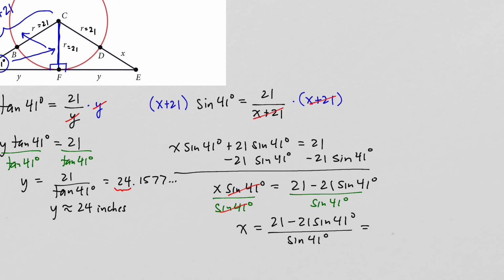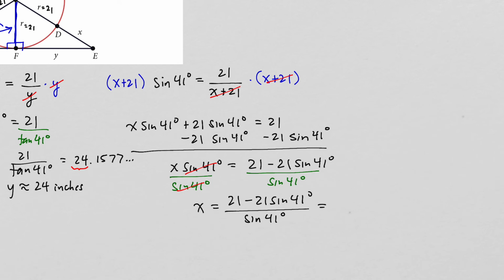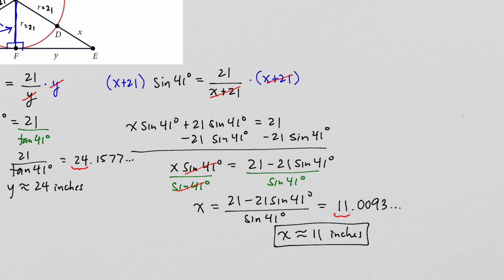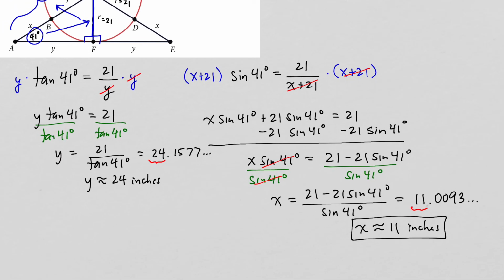And the last step, of course, is to go ahead and plug that into a calculator. And when we do that, we get the value 11.0093, etc. Again, we are only going to take 2 significant digits. So x is approximately equal to 11 inches when we round. So x is approximately 11 inches and y is approximately 24 inches.